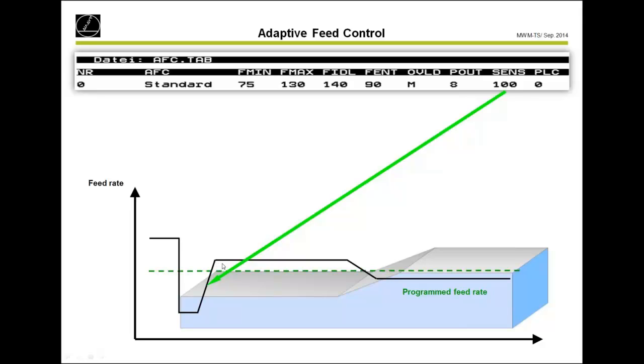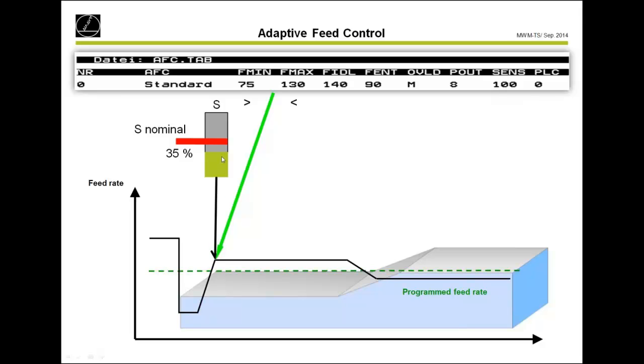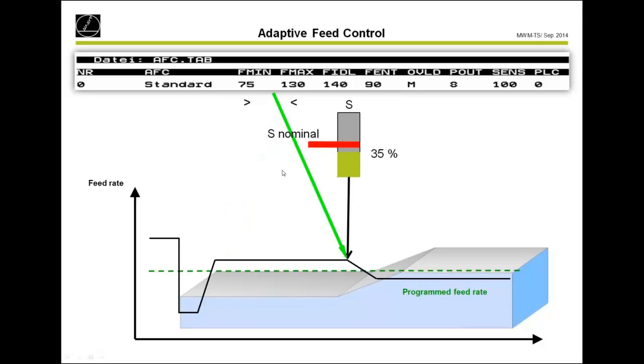Okay? And now this line is the sensitivity. When we make it more relaxed, then this line is longer. When we make it aggressive, then this line is shorter. Now the control tries to work with the Fmin and Fmax to reach the S nominal. You see here we have not so much material, so we are under the S nominal, so the control will go to the Fmax to reach the S nominal again.